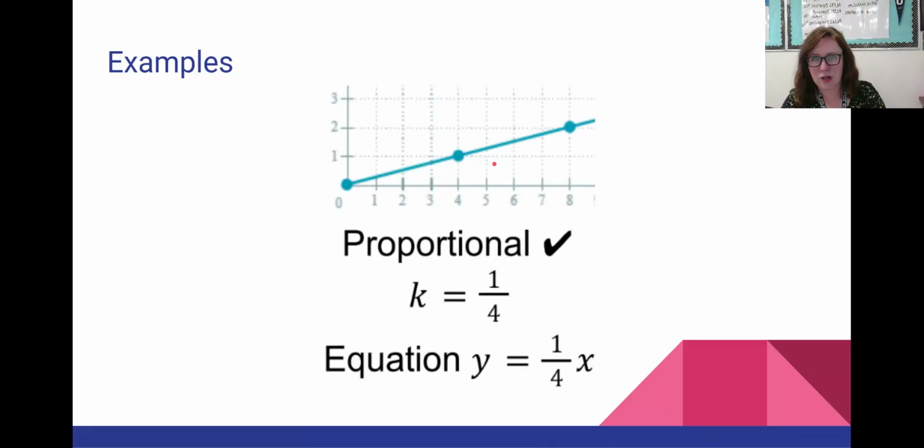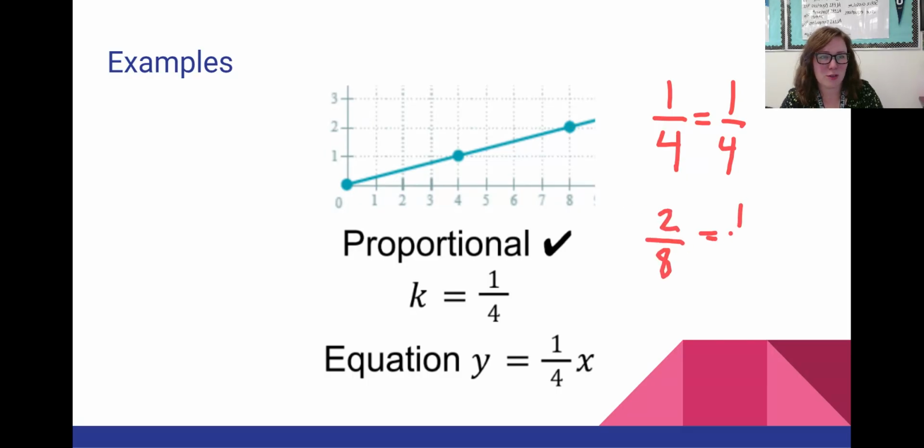Again, it's a straight line through 0, 0. We have this point, 1 over 4. That's as simplified as it gets, 1 over 4. How about this next point, 2 over 8? Well, it simplifies to 1 over 4, so yes, we got the same thing, so yes, it is proportional, and yes, the equation is y equals 1/4 x.